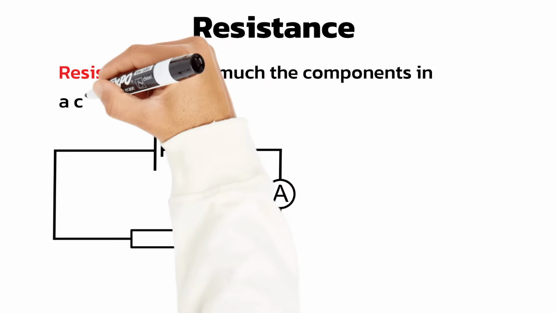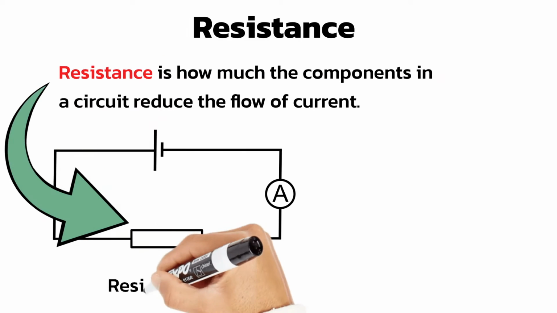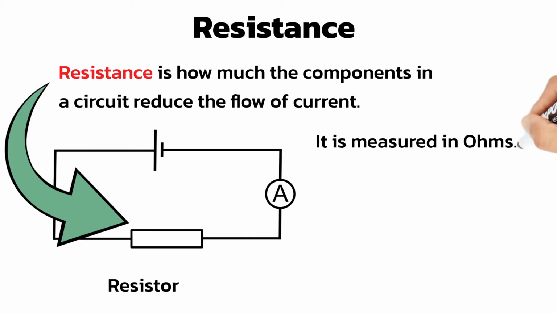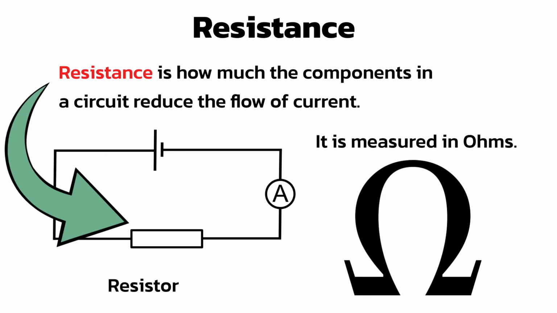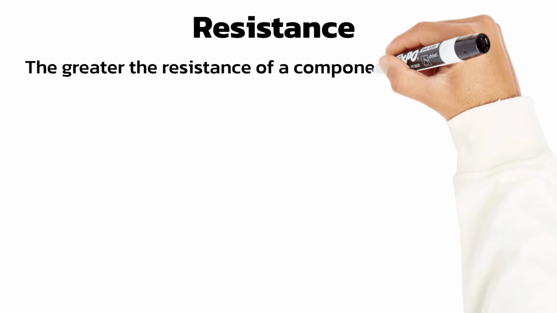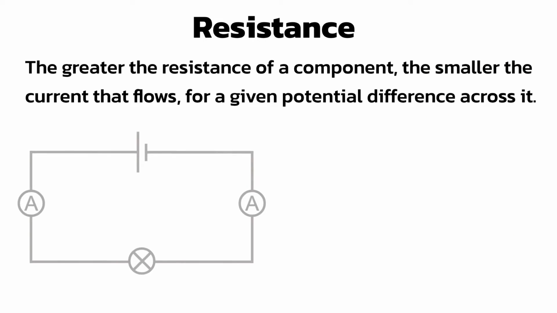Resistance is how much the components in a circuit reduce the flow of current. It is measured in ohms, which is given the Greek symbol, omega. For a given potential difference, the greater the resistance of a component, the smaller the current that flows through it.